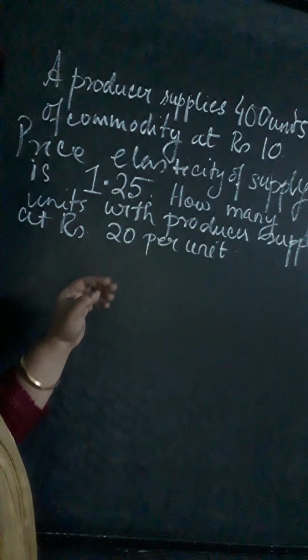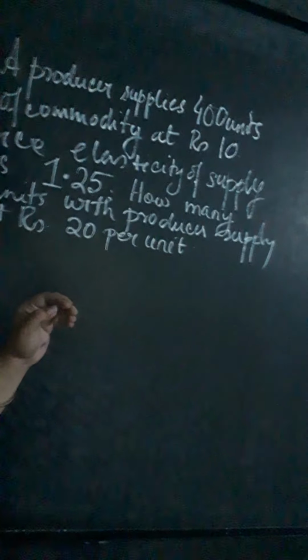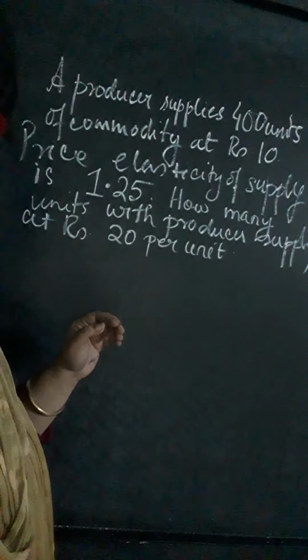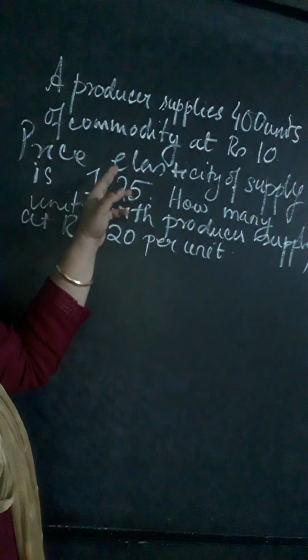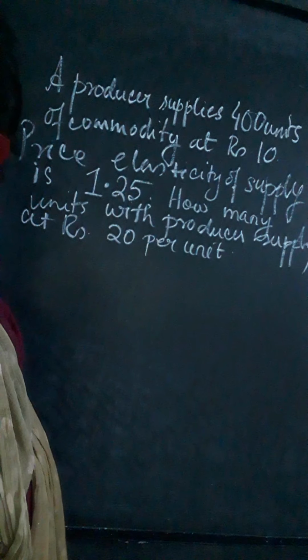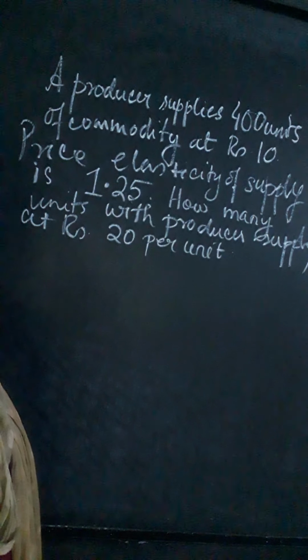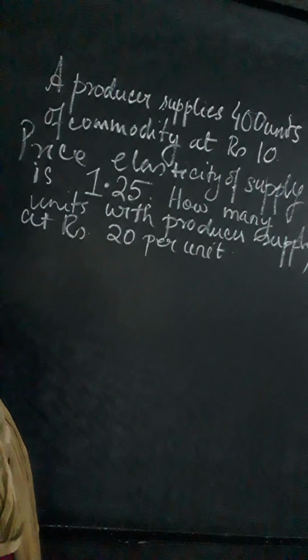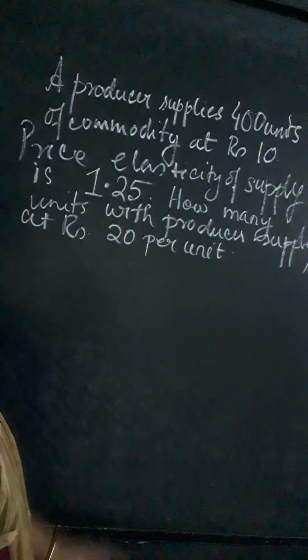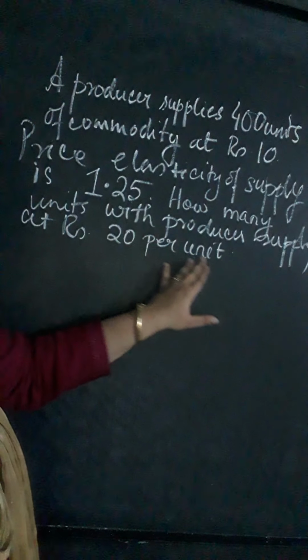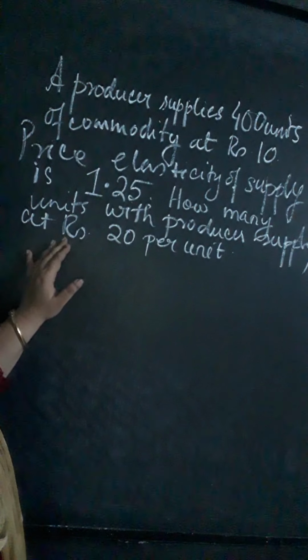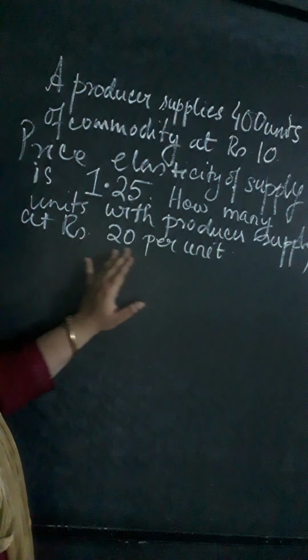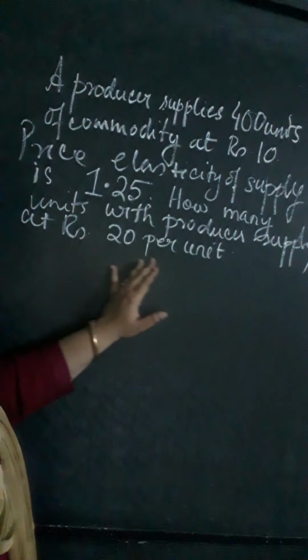Class 12, this is a question on elasticity of supply sums. A producer supplies 400 units of commodity at rupees 10. Price elasticity of supply is 1.25. How many units will the producer supply at rupees 20 per unit?